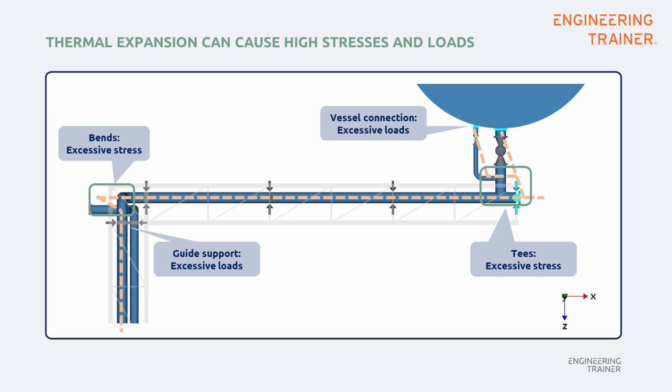For a sufficiently high design temperature, excessive stress can occur at the tees to the right and the bends to the left, and excessive loads can occur at the vessel connections to the right and the guide support to the left. Leakage, or even rupture, can be expected at the indicated locations as a result of excessive stress, and the support could break as a result of excessive loads.